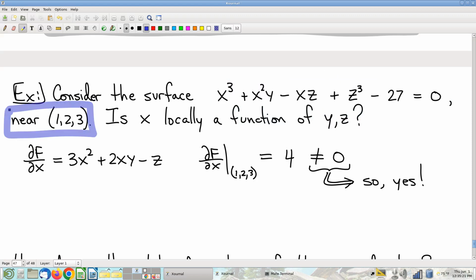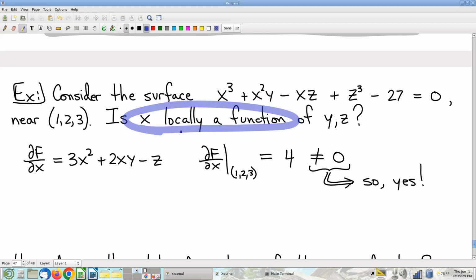I would like to know, if I'm looking just near that particular point on this mystery surface, can I view X locally as being a function? Near that point, forget about, I don't know, other places way farther away elsewhere on the surface, I don't care. But near that point, can I view X as being a function of the other variables, of course?